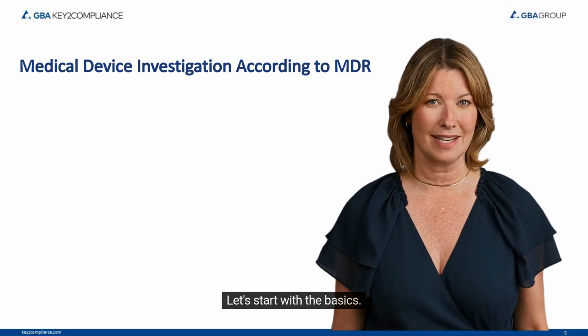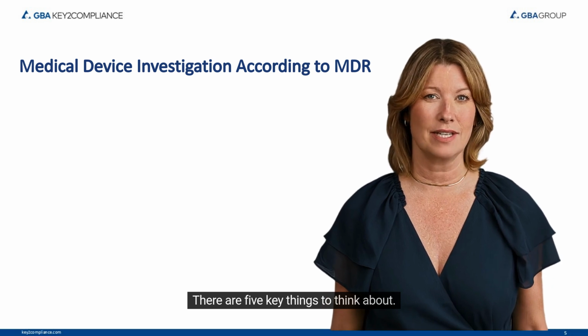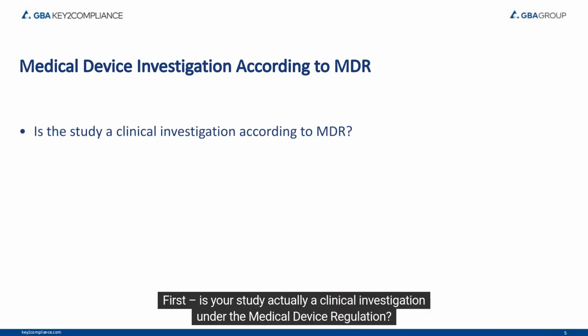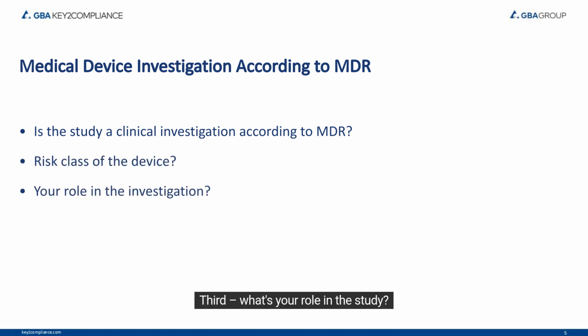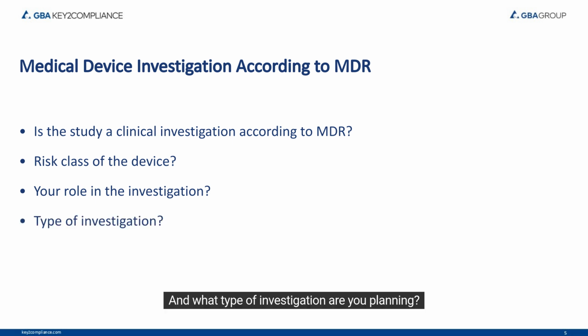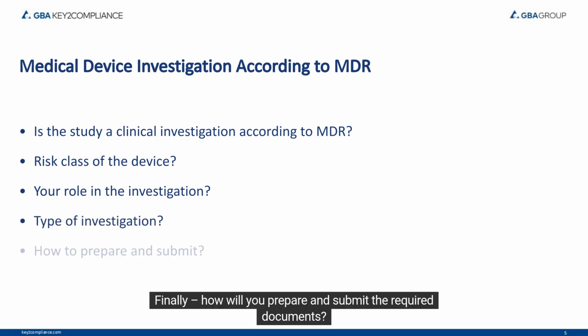Let's start with the basics. There are 5 key things to think about. First, is your study actually a clinical investigation under the Medical Device Regulation? Second, what's the risk class of your device? Third, what's your role in the study? And what type of investigation are you planning? Finally, how will you prepare and submit the required documents?